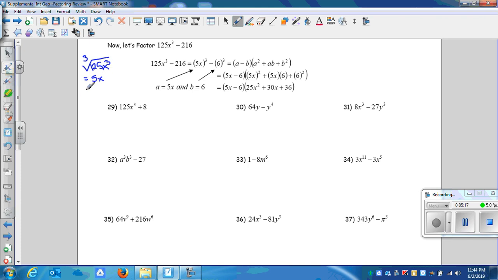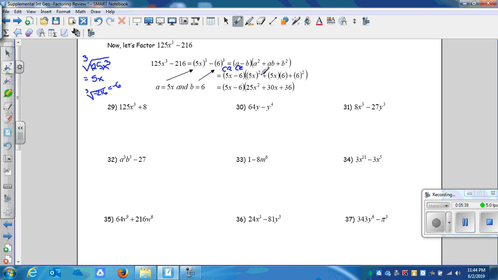And then the second portion of that is the cube root of negative 216, which is going to be a negative 6. So you'll see that's what they have here, this 5x cubed minus 6 cubed. So right here, you can see that we can label this as crummy. So that's that first part, 5x minus 6.